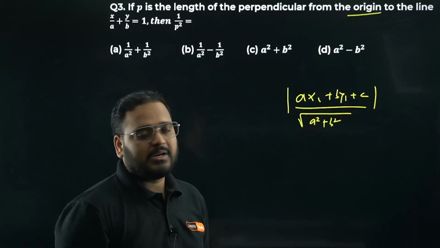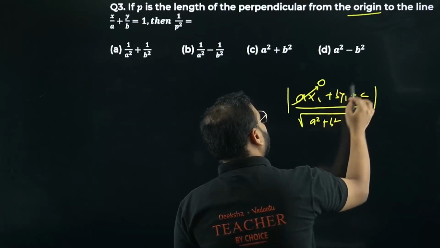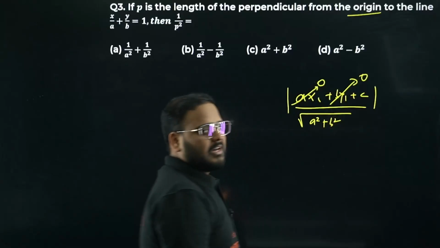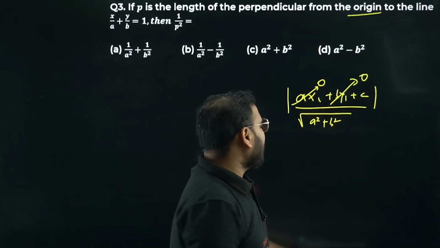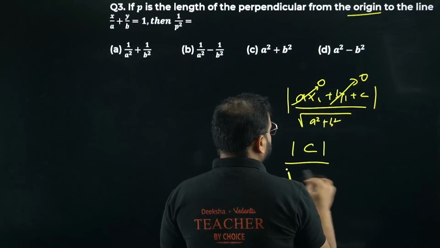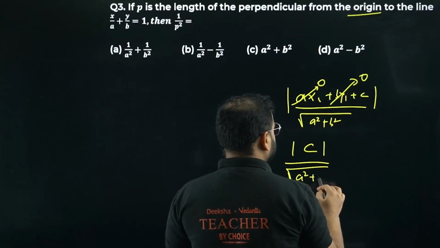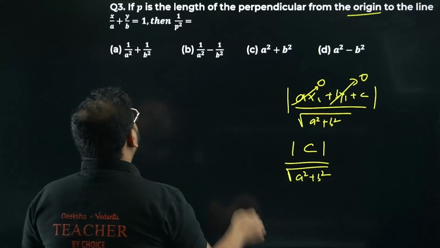Yes or no? Yes. But in the case of origin, what will happen? This will be 0 because x1 is 0 and y1 is also 0. From origin, x1 and y1 is 0, 0. So we'll only be left with plus c upon root a square plus b square. Now check here from this equation.